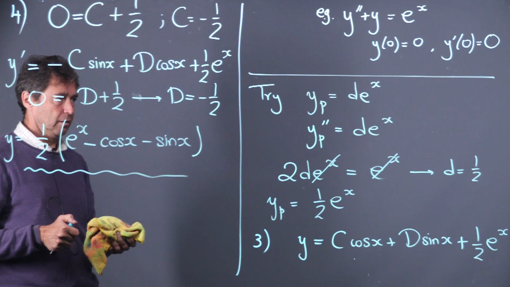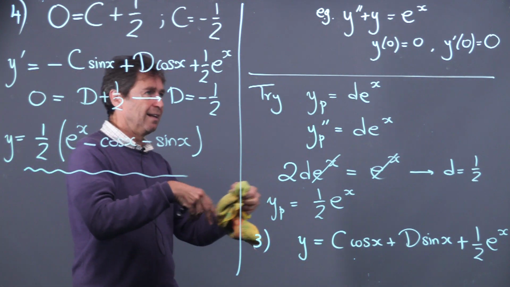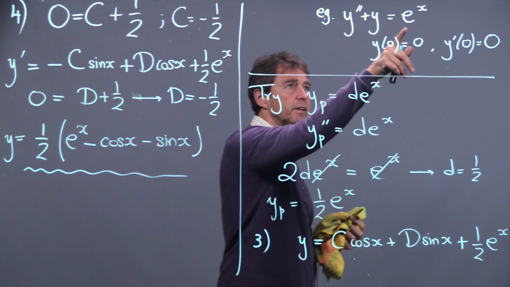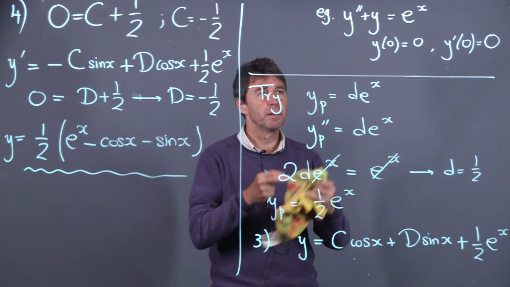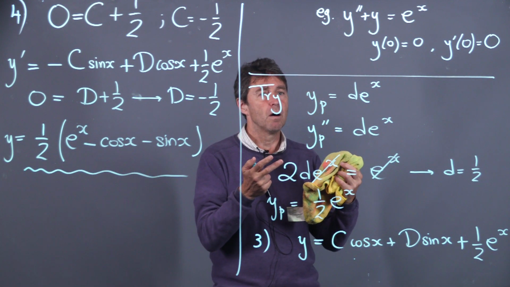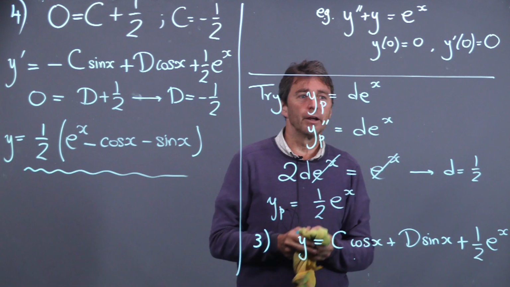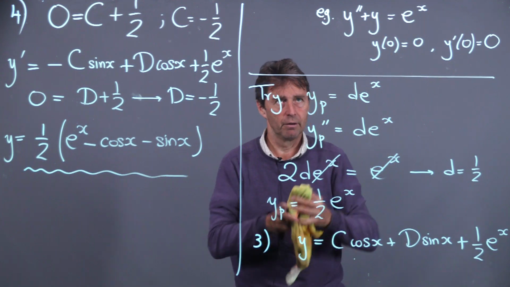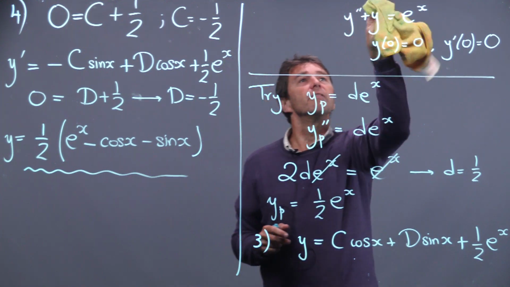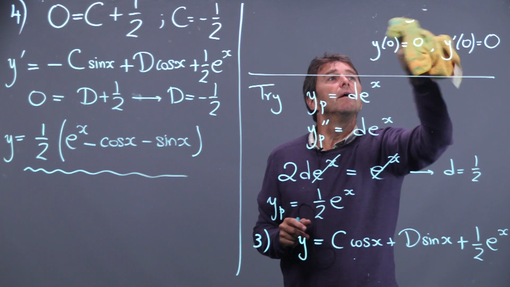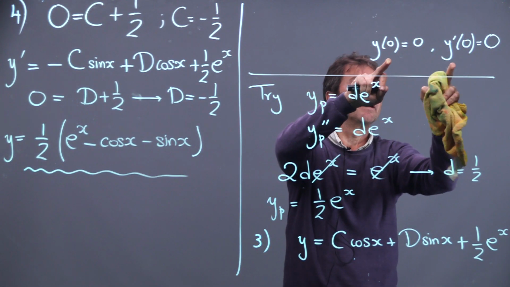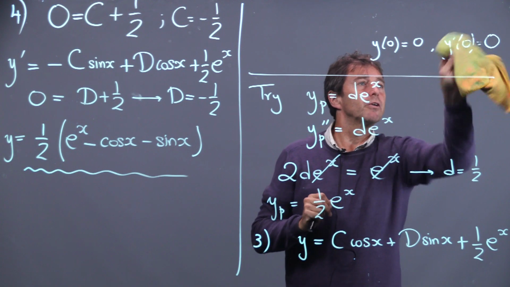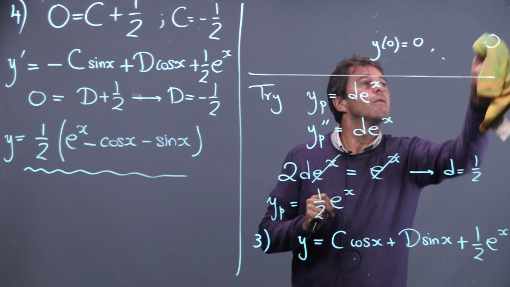Let's have another example that has a different function on the right-hand side, so we can build up a repertoire of trying different particular solutions suited to what's on the right-hand side. Okay, so let's do a different example. At this point, I am not going to bother applying initial or boundary conditions anymore.